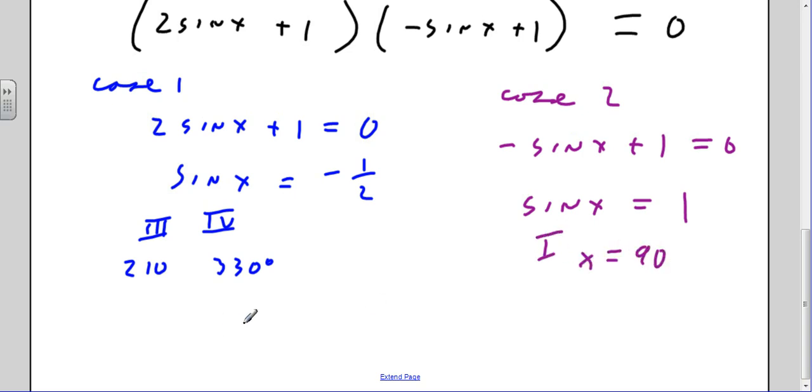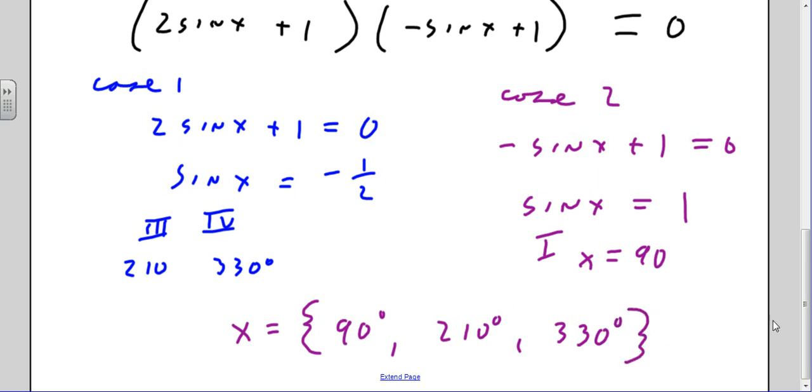So now I have a final answer. X is equal to 90 degrees, 210, and 330. And then I go back to the original problem. Bummer. Again, we're not thinking in degrees, so we have to get rid of all our degree ideas because we're doing this in radians. So we have to do the whole thing over again in radians.